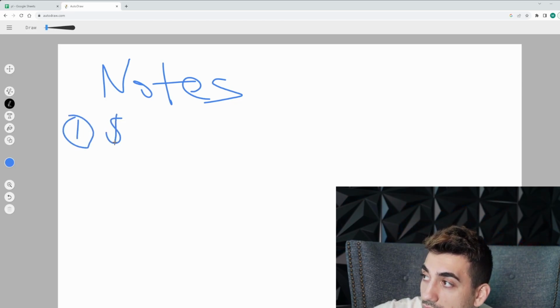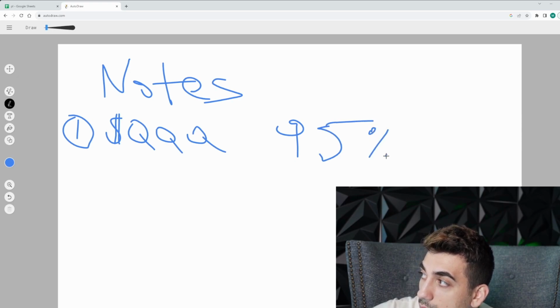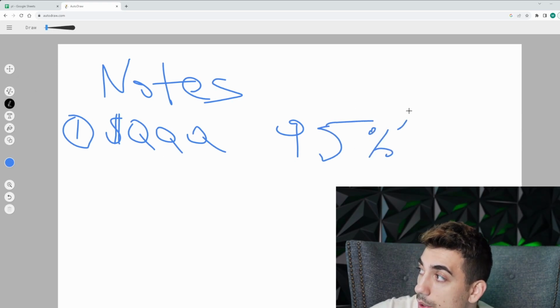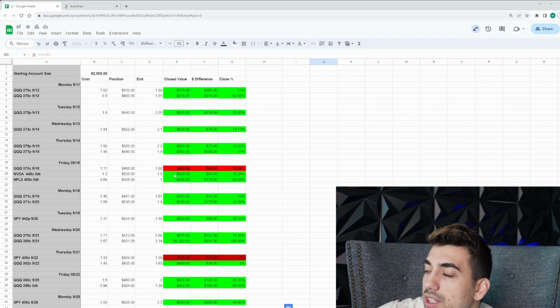And the first one would be that I'm killing it when I trade QQQ. When I trade QQQ, my win rate is nearly 95%. If I'm only trading QQQ, my win rate is insanely high, which again might be something I take away, like, I only would have traded that. Because when I only traded QQQ, I was almost 100% green in it.